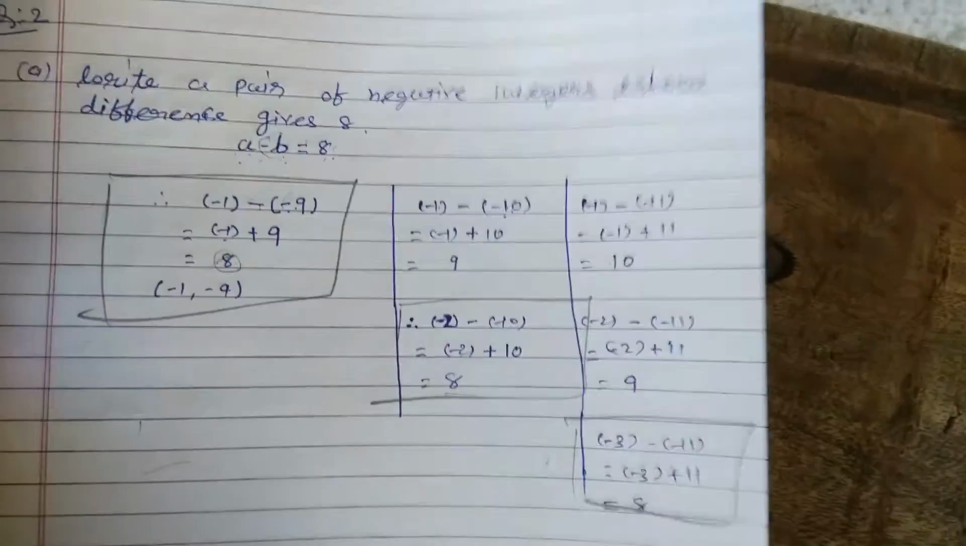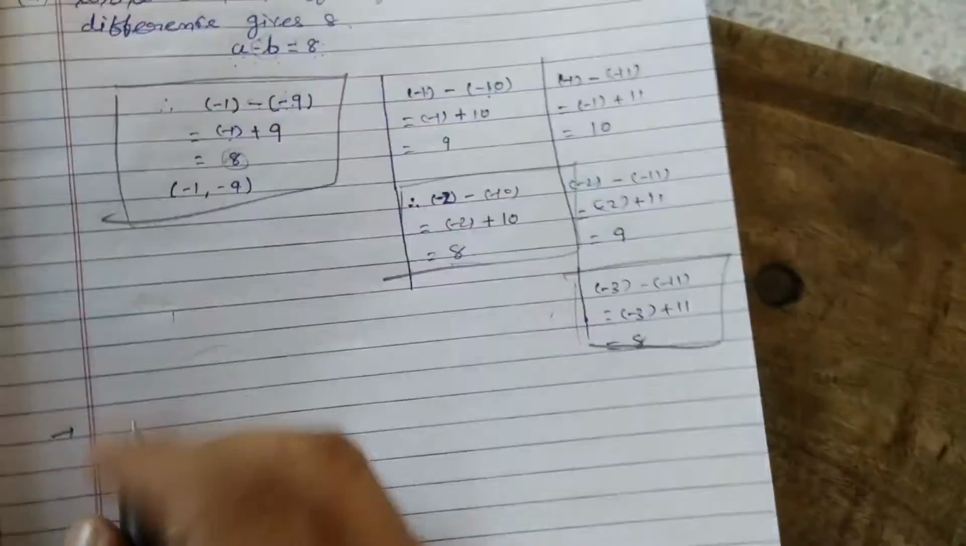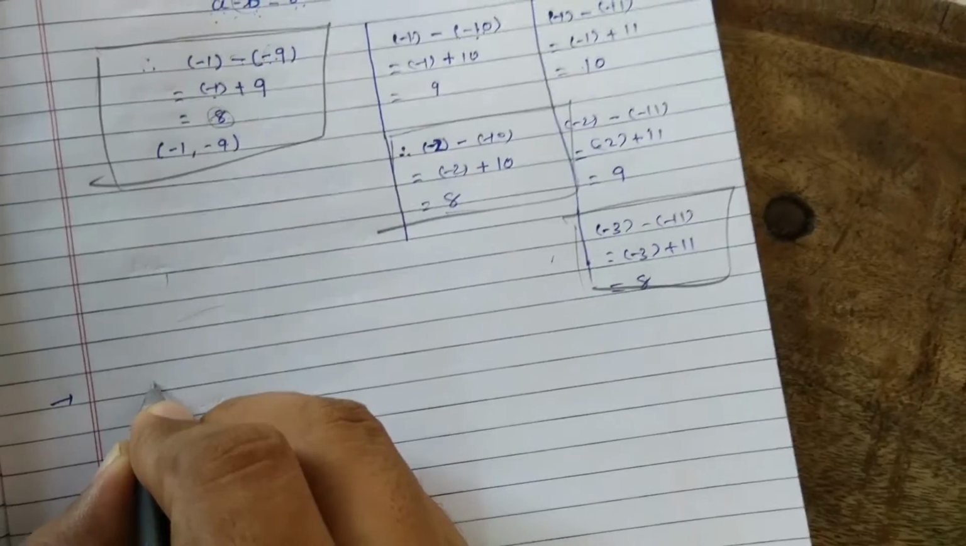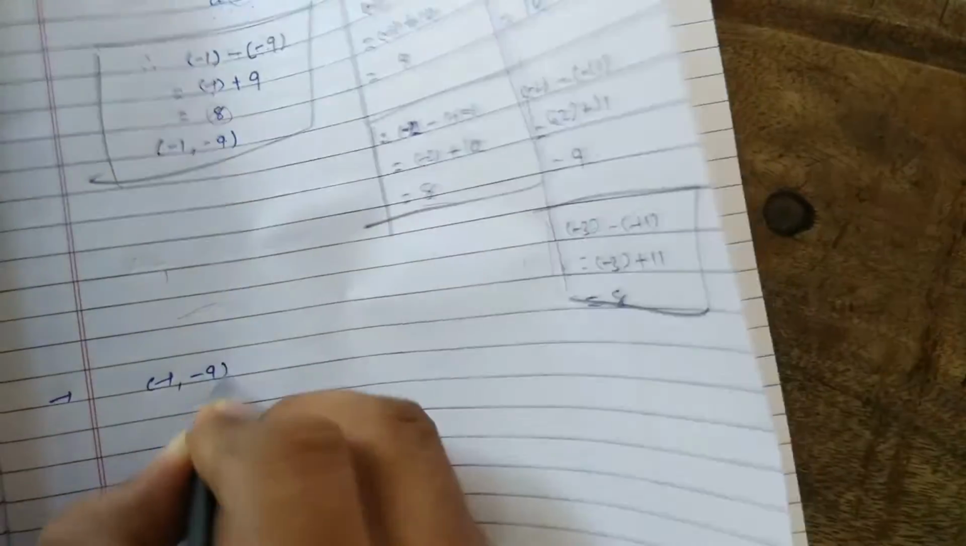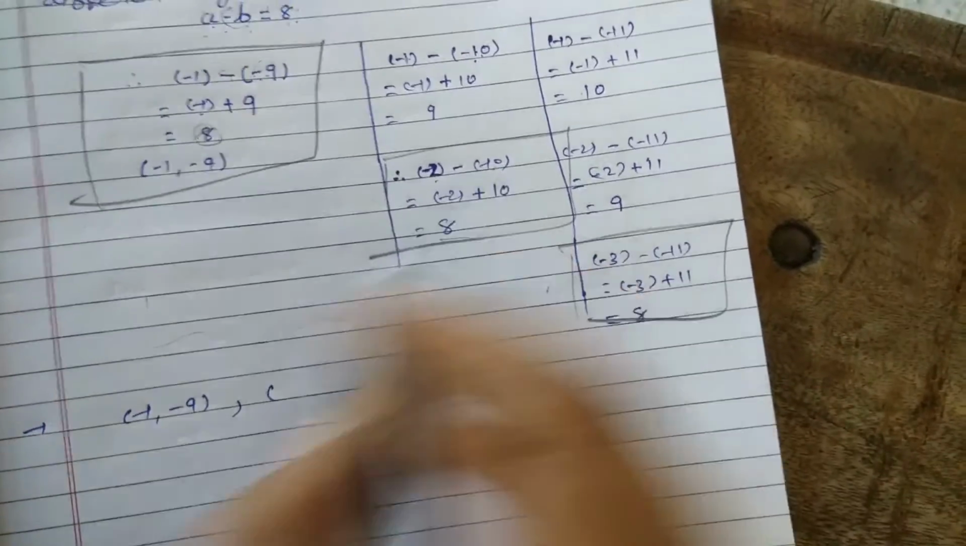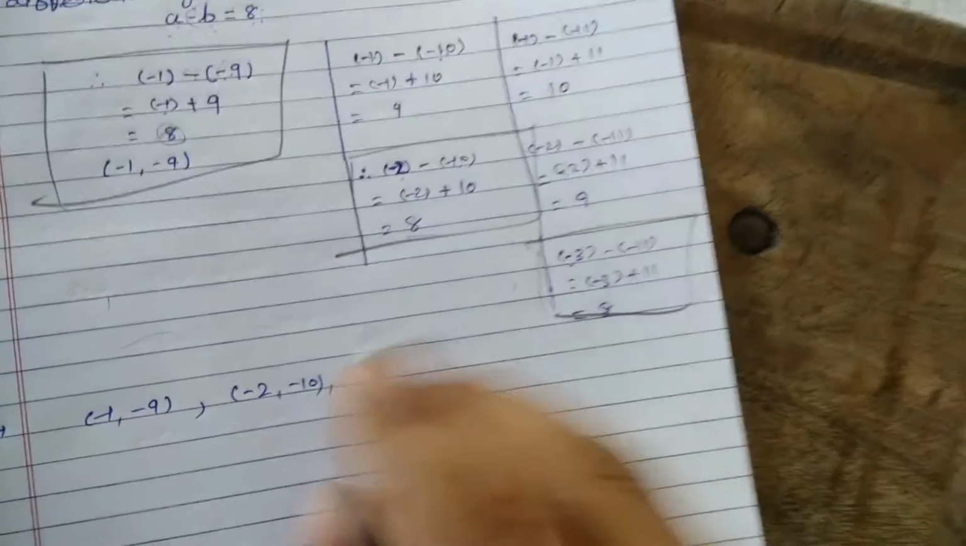So that is the answer. We have to write only one pair, but here we have found three pairs, which we will write: -1 comma -9 is the first pair, -2 comma -10 the second pair, and third pair -3 comma -11.